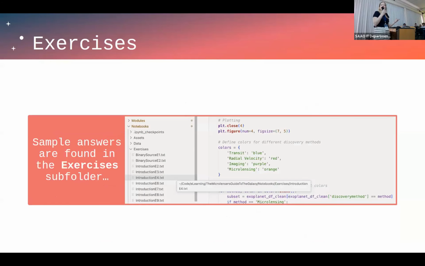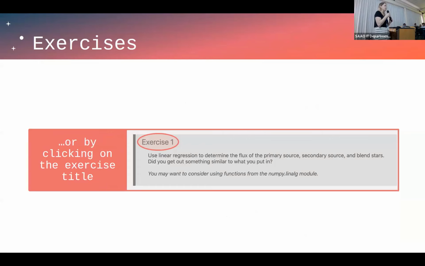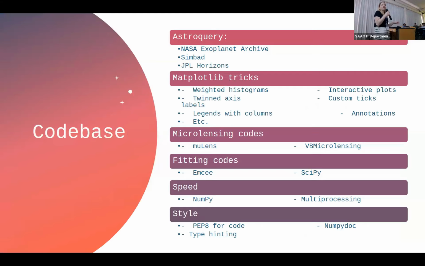And then if it's too hard, if you're not really a Python person but you do still want to learn about microlensing, that's fine. There are sample solutions in the exercises folder. They're all named logically, but each of the exercises also has a link on the exercise title, which will open the solution for you directly in your browser.